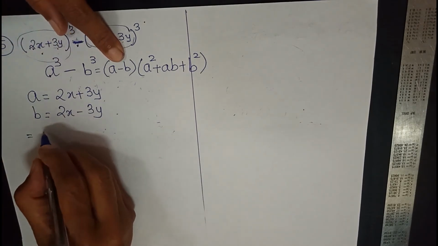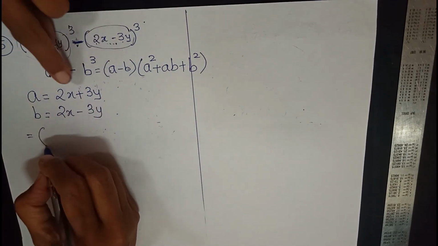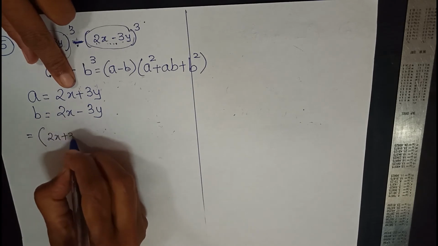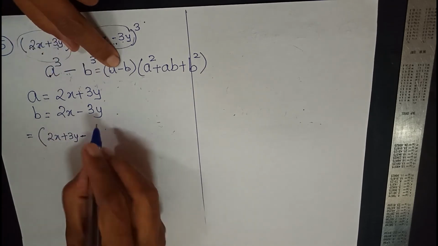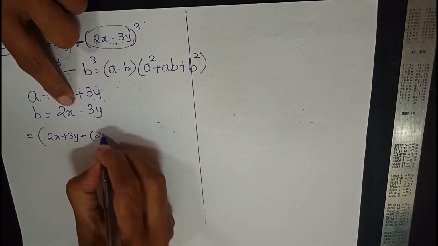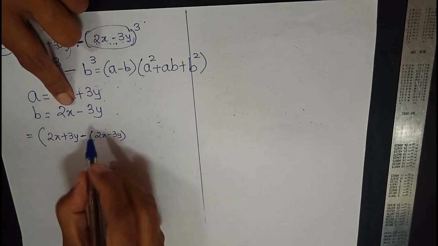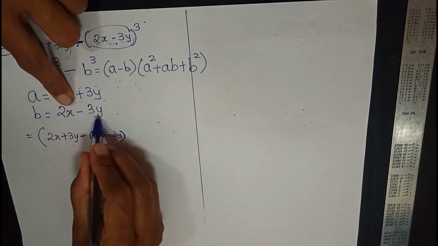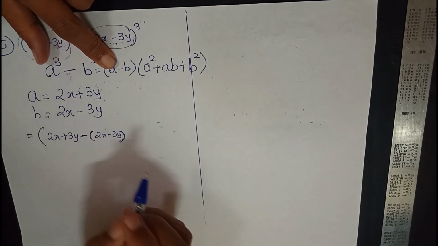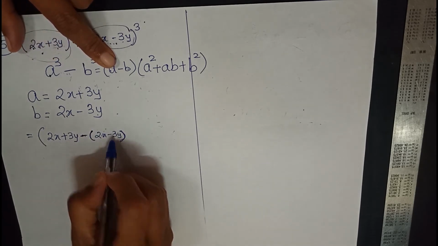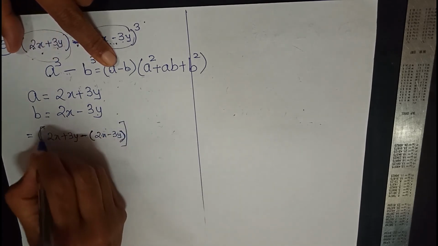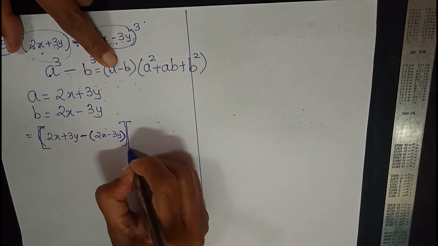What is my first bracket? A minus B. What is my A? 2x plus 3y minus, what is my B? 2x minus 3y. I am writing this in a bracket because it's a binomial and there is a minus sign here. So I will have to change the signs. So this is my first bracket. Now let's go to the second bracket.